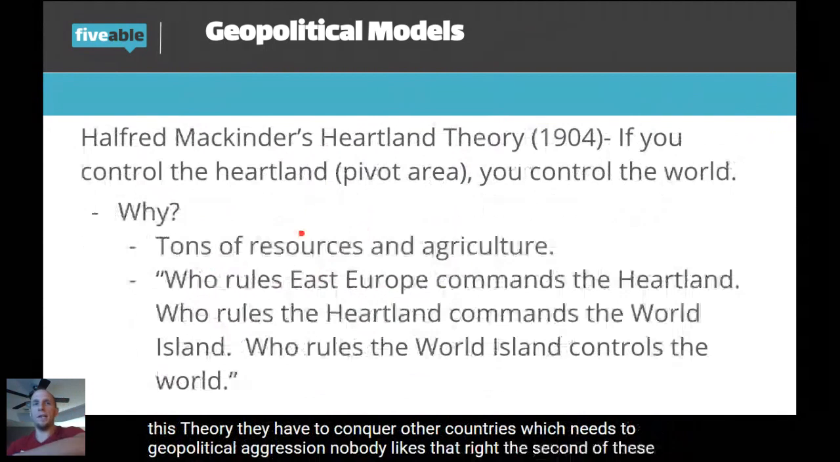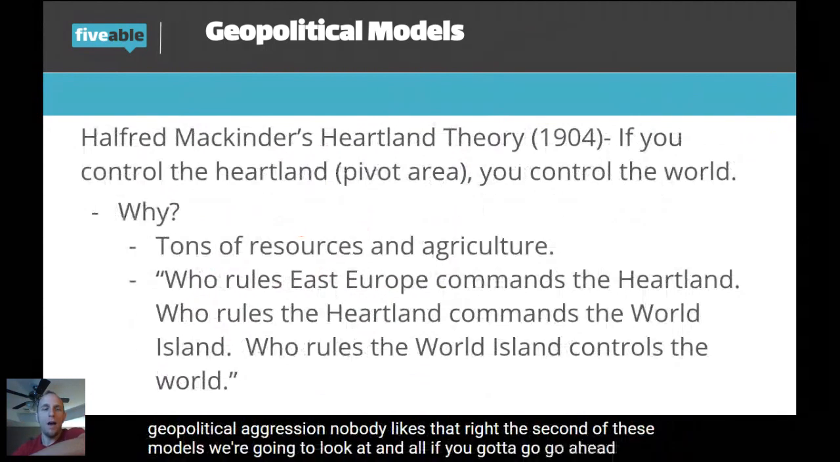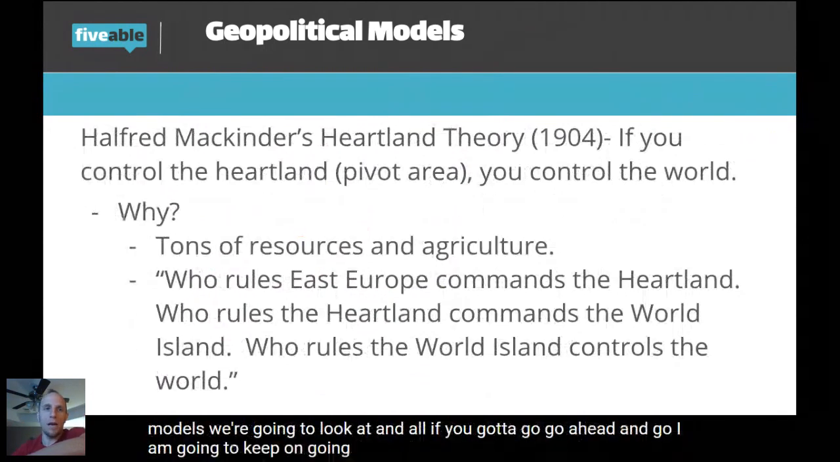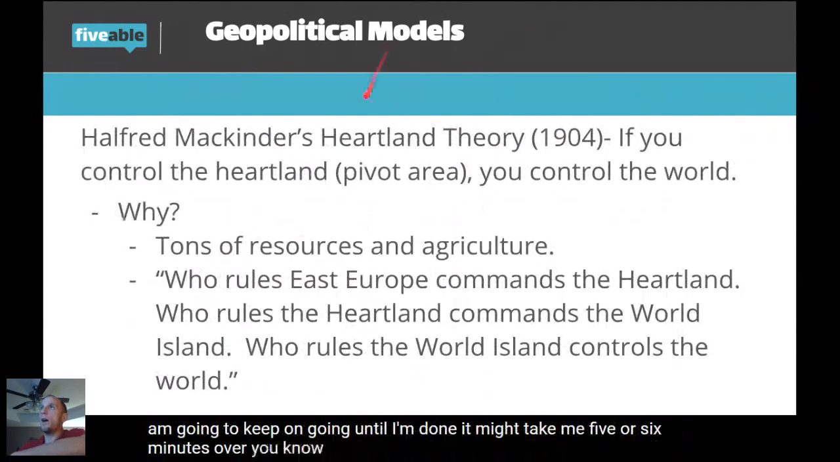The second of these models we're going to look at, and y'all, if you have to go ahead and go, I am going to keep on going until I'm done. It might take me 5 or 6 minutes over, and y'all are welcome to stay with me.